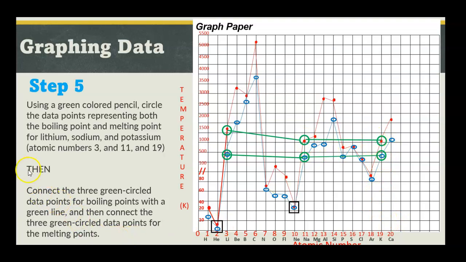Then it says from there you connect the green circled data points for the boiling point with a green line, right? So we connected all of those. And then we connected the melting points, 1, 2, 3. So that is how we got where we are so far. Okay, so we're starting to see trends and element names.